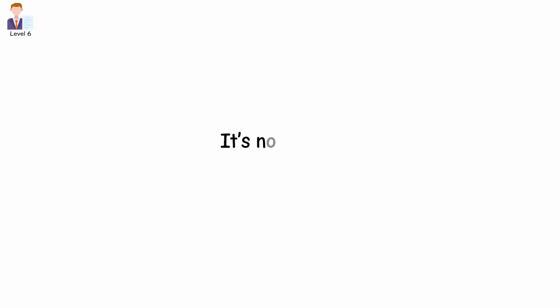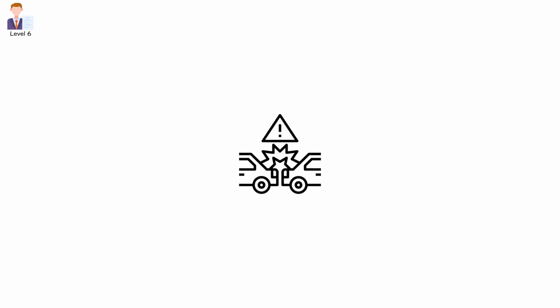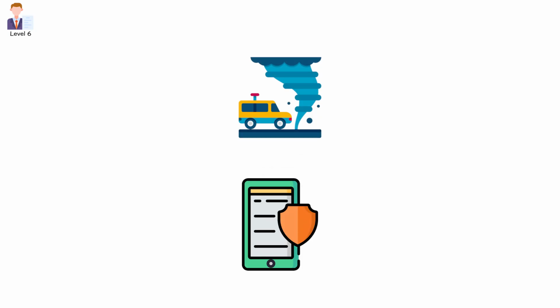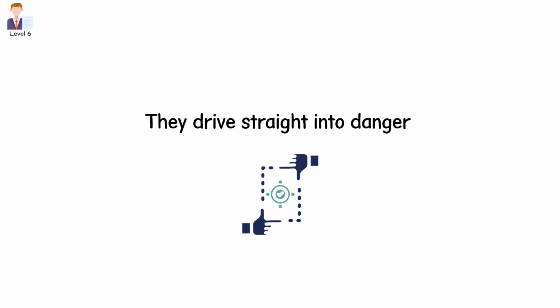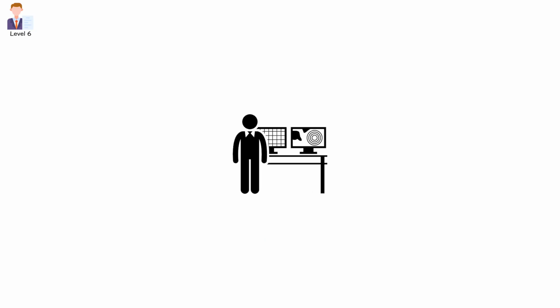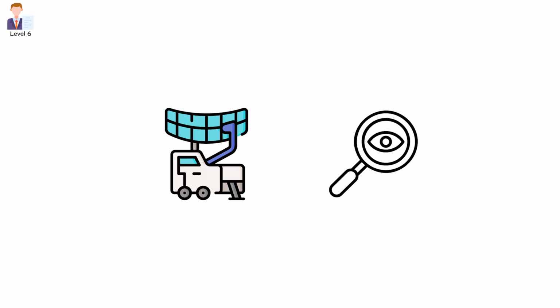Level 6. It's not a wall. It's not a shield. It's a car barreling toward the funnel. Storm chasers are more than thrill seekers. They are mobile defense systems. With radar in hand and cameras rolling, they drive straight into danger, relaying what they see to meteorologists in real time. While radar shows motion, only a human eye can confirm a funnel.